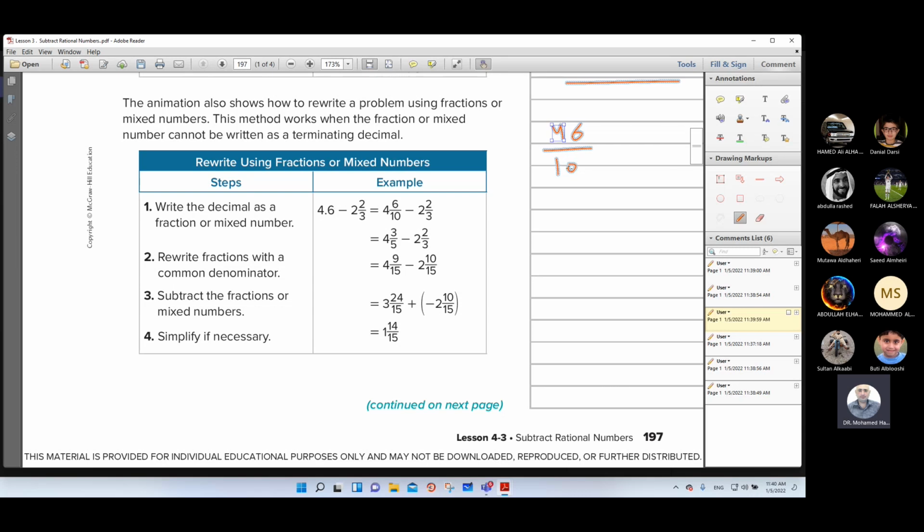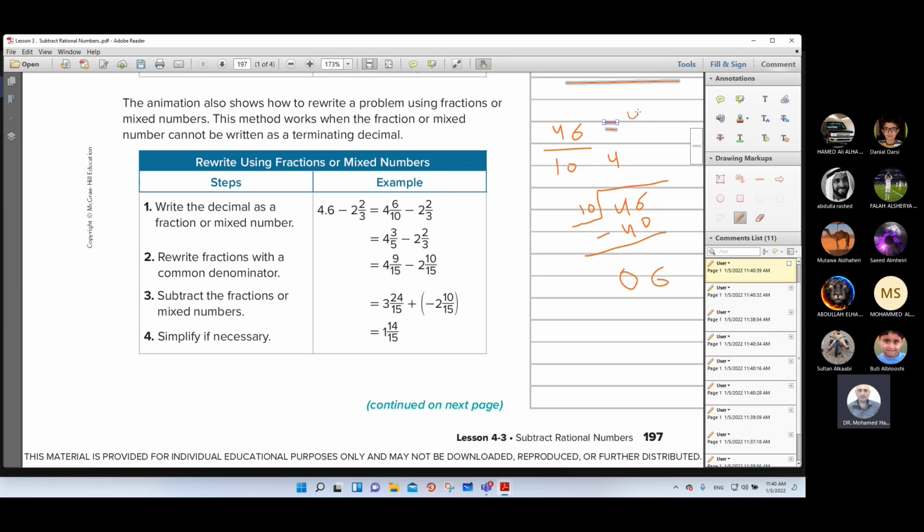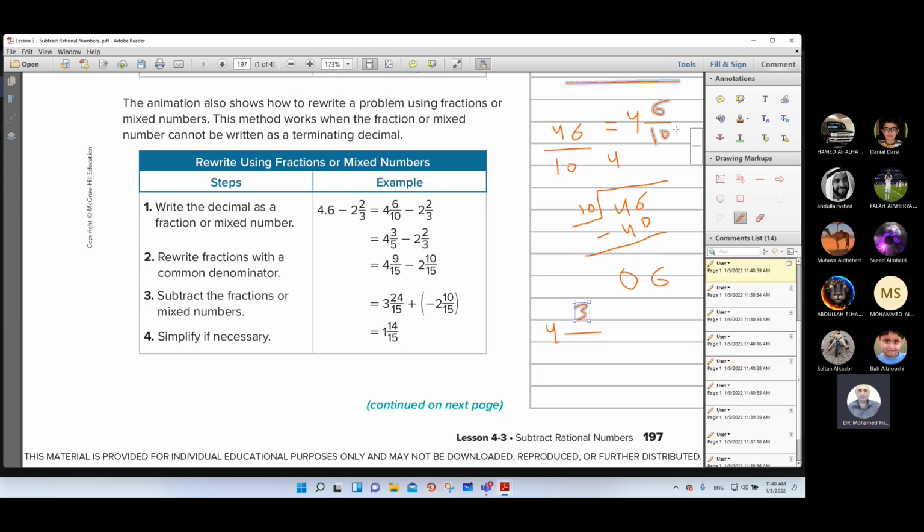How do we change this fraction to a mixed number? We can do long division. Write 46 and here 10. Which number multiplied by 10 equals 46? It will be 4. 4 times 10 is 40. So 6 minus 0 is 6, and 4 minus 4 is 0. So you have the quotient 4, and take the remainder and put it in the numerator, and the divisor will be the denominator. So 4 and 6 over 10, and you can write it in simplest form. Divide 6 by 2 and 10 by 2. 6 divided by 2 is 3, and 10 divided by 2 is 5.